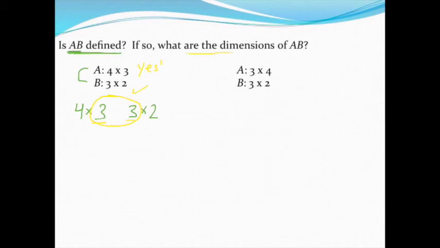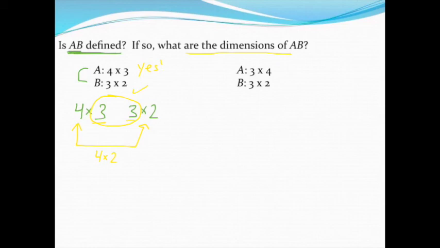They ask us what the dimensions of the answer would be, and it turns out that those leftover numbers, the 4 and the 2, would be the dimensions of my answer. So the answer would be a 4 by 2 matrix. And it's kind of interesting. We have two completely different size matrices, a 4 by 3 and a 3 by 2. We are allowed to multiply them together, and our answer is still a different dimension altogether. It's a 4 by 2. So multiplying is much more complicated than adding or subtracting.